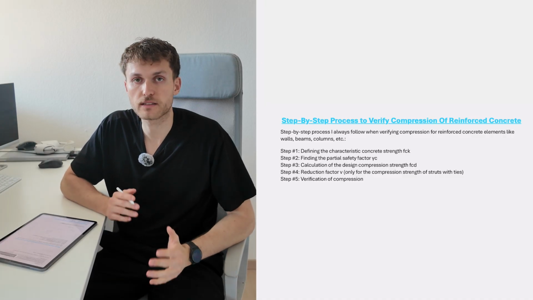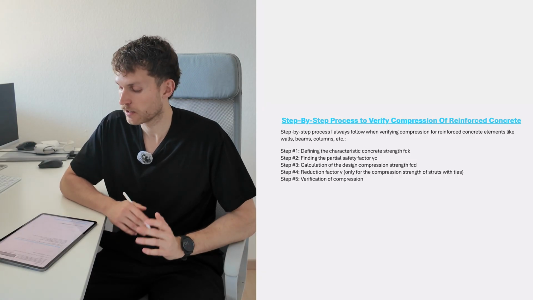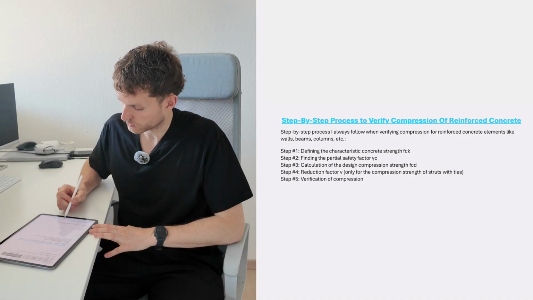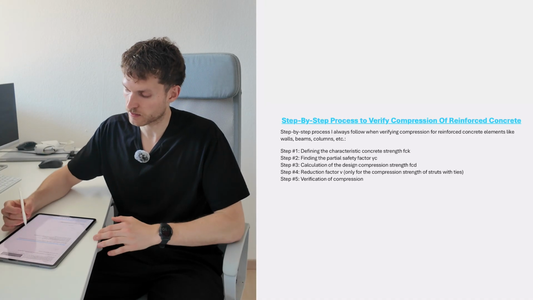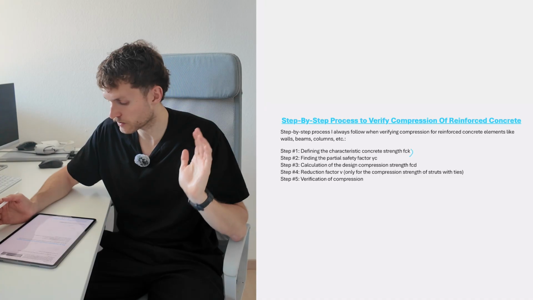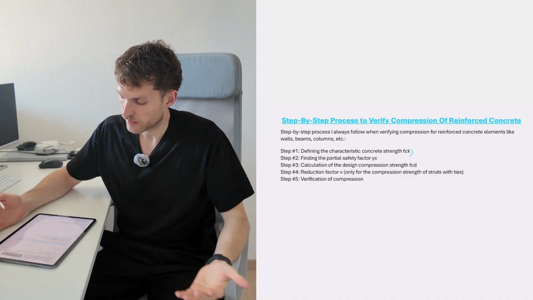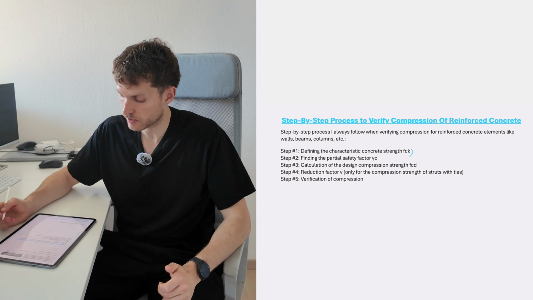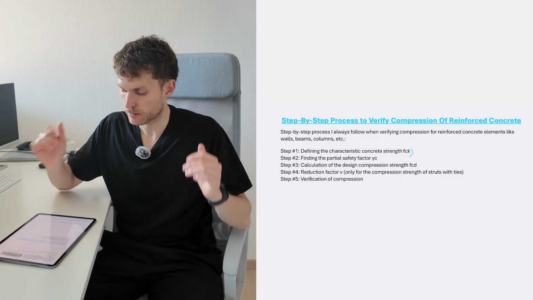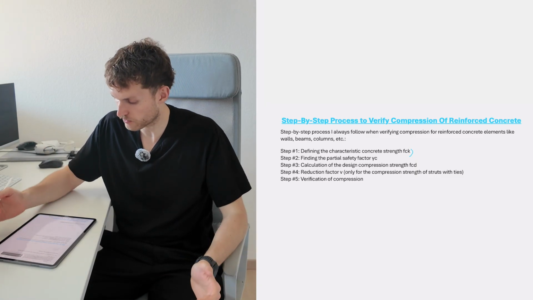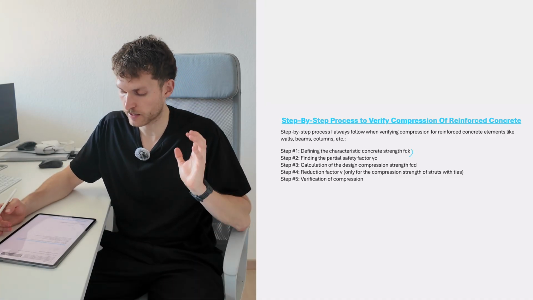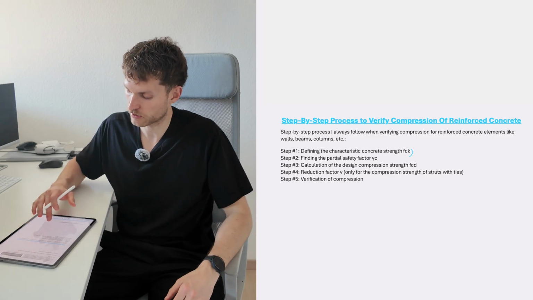Let's start by looking at the step-by-step process of verifying concrete for compression. And these are the steps I always follow as a structural engineer. So step 1 is defining the characteristic concrete strength. This means, are we using C25, C30 or C35? Then finding the partial safety factors, gamma. Step 3 is calculation of the design compression strength, fcd. Step 4 is the calculation of the reduction factor. We only need this for the compression strength of struts with ties. And the last step, step 5, verification of compression.